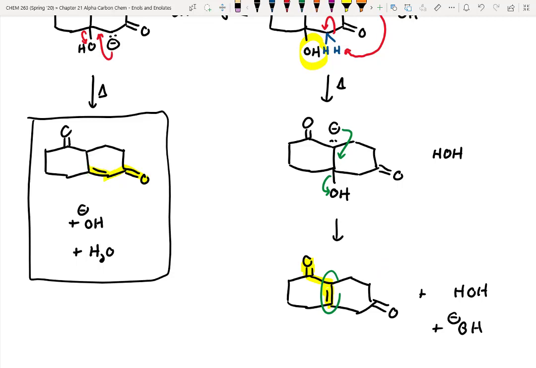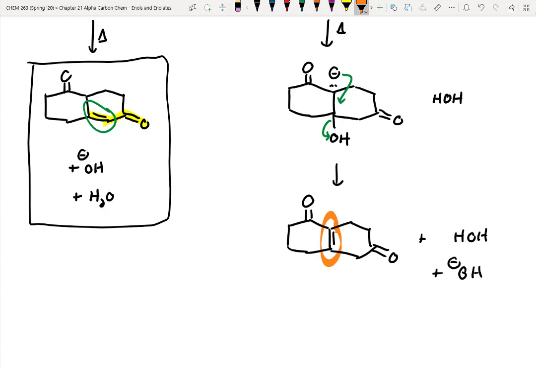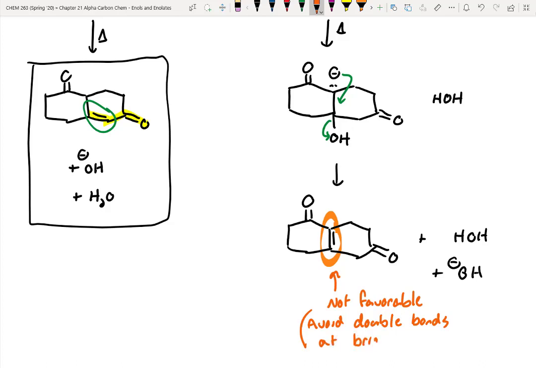Well, it actually gets into kind of an obscure rule. And this obscure rule is directly related to bicyclic ring systems. Let me clean this up. And what the rule says is that we shouldn't form double bonds at bridgeheads. So let's make a note of this. Not favorable. And then we'll say avoid double bonds at bridgeheads.